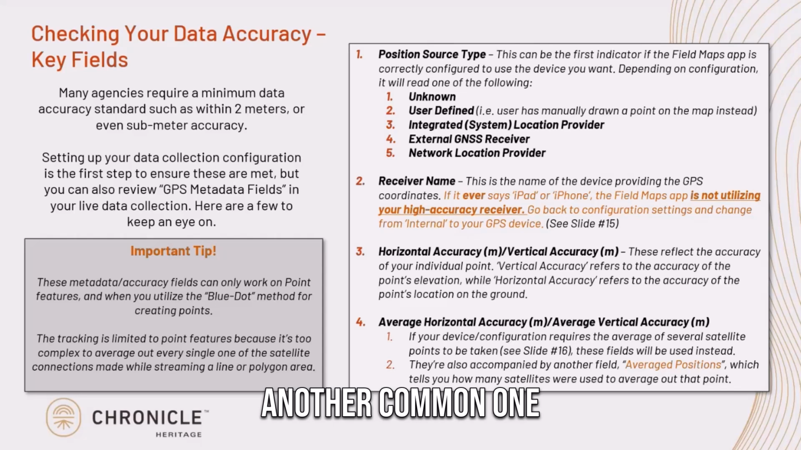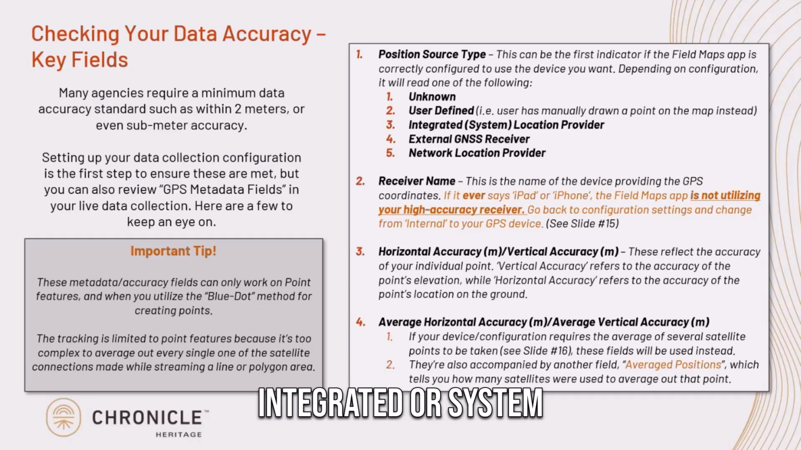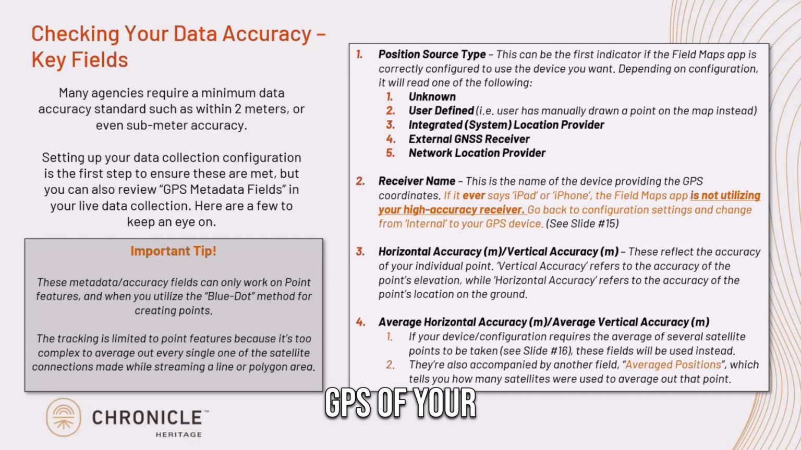User defined is another common one. This is where you as a user have manually drawn a point on the map rather than saying utilize the blue dot option or the use my location. User defined means you were looking at your map, you held your finger down, you said collect here instead of use my location. In that case, it cannot fill out any accuracy data because it's just relying on you to declare where you put that point. Integrated or system location provider means it is using the internal GPS of your device.